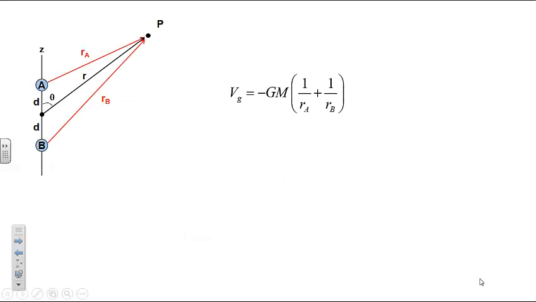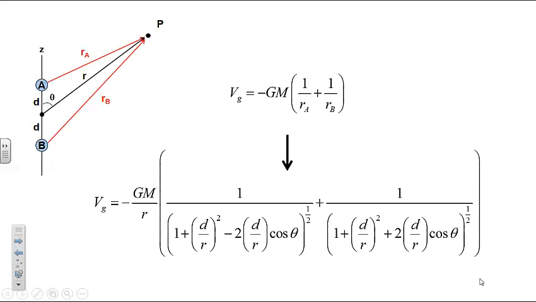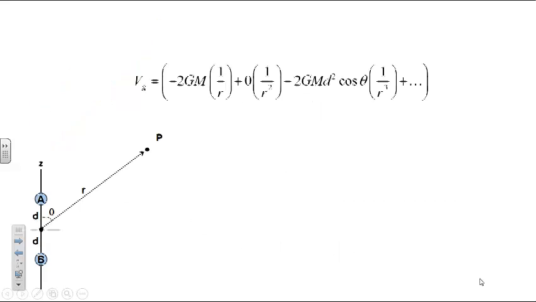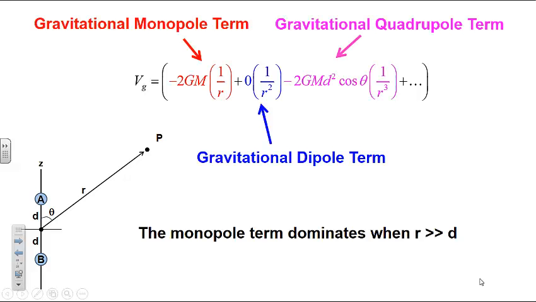For example, the gravitational potential of this system of identical point particles at the position P can be determined from the equation for the gravitational potential of a point particle. Expanding this expression in a series gives us the following equation. The leading term in this expansion is the gravitational monopole term. This term dominates when r is much, much greater than d. Notice that there is no gravitational dipole term. This is always true, since there is only one type of mass.